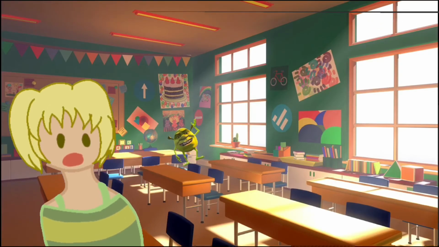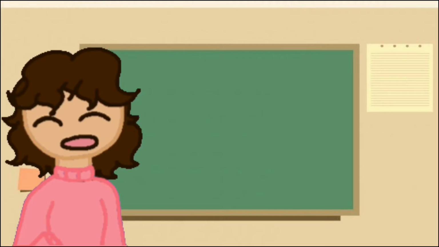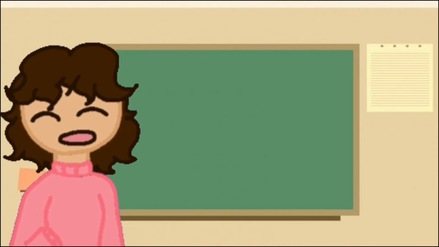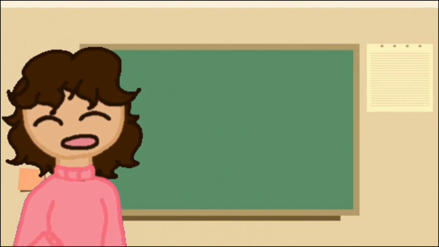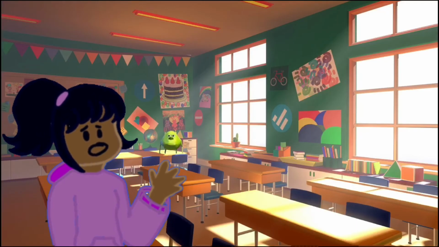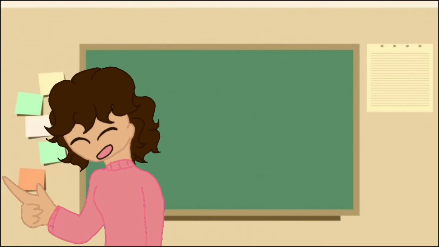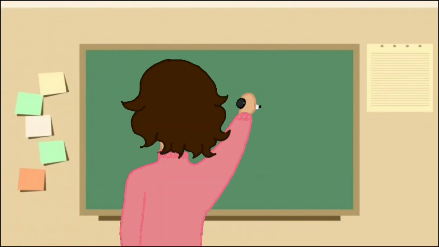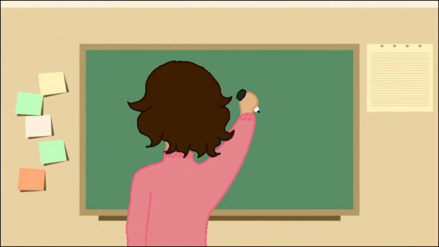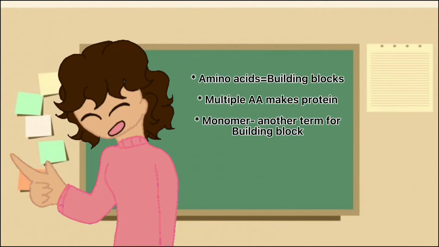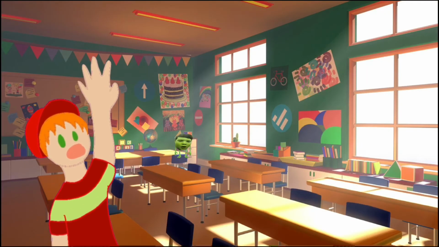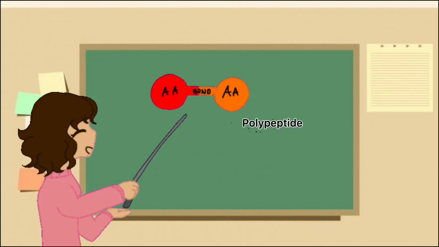Teacher, what is an amino acid? They are organic compounds that contain amino and carboxylate groups. What do they have to do with proteins? Good question. Amino acids are the building blocks, so if you take a bunch together and bond them, it makes a protein. What bond keeps them together? A peptide bond between 2 amino acids holds it together. It's called a polypeptide bond.